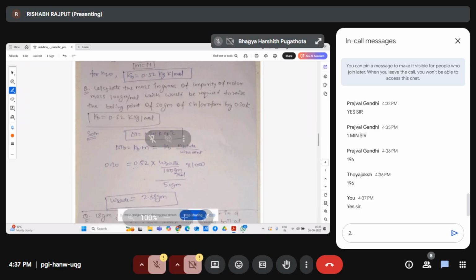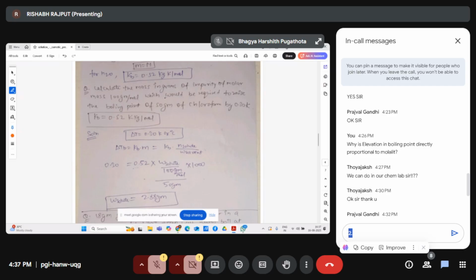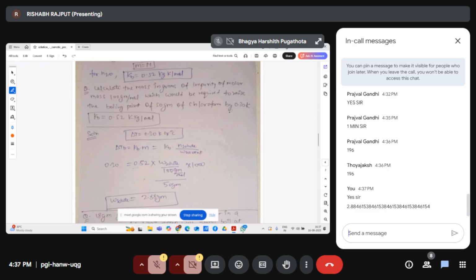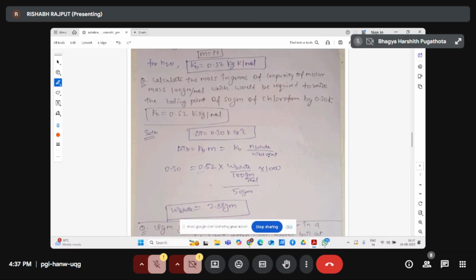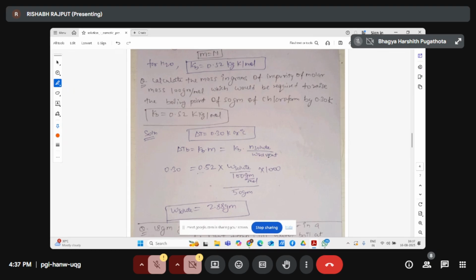In the question they are saying: calculate the mass in grams of impurity of molar mass 100 gram per mole which would be required to raise the boiling point of 50 gram of chloroform by 0.30. Okay, it is right, Harshit. You can also write only 2.88. You do not need to write so much value.